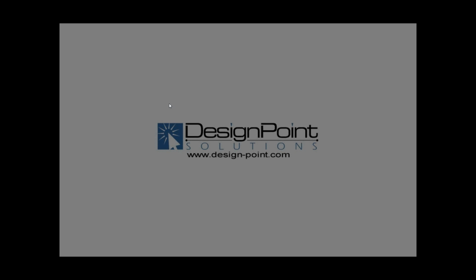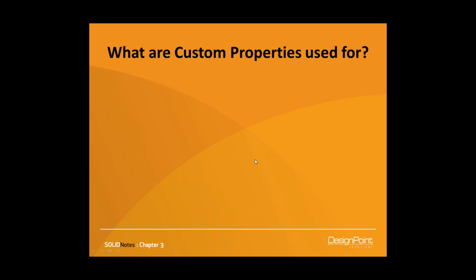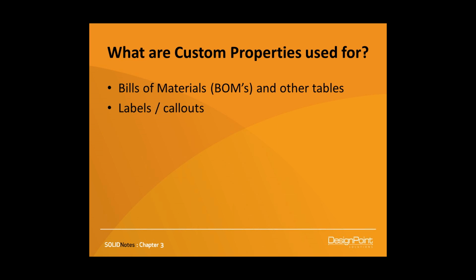So having done that, let's just jump back to our slide here a minute. So now we know how to add our custom properties. What are these custom properties used for? There's a couple of main areas where we're going to use our custom properties. One of them is bills of materials and other tables as well. Another one is for creating labels and callouts. And a third area, the third most common area, is title blocks as well. So let's look at a few examples of using our custom properties in those areas.